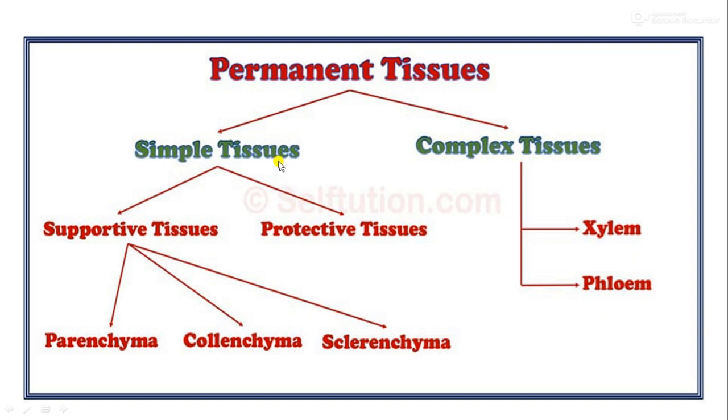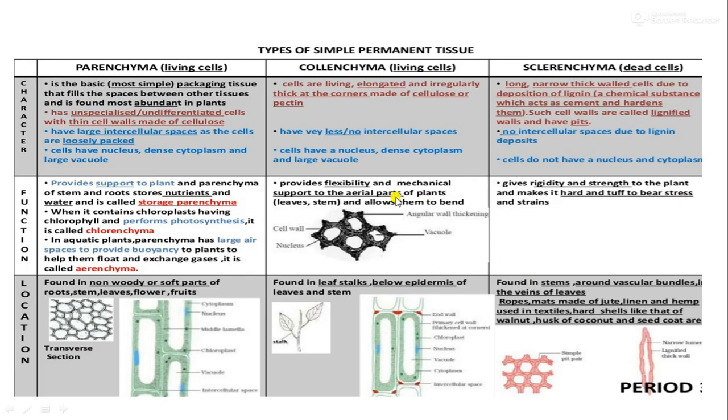And the second type of simple tissue is protective tissue. In protective tissues, epidermis and cork tissue are involved, which I will explain to you later. Then complex tissues are of two types, xylem and phloem. They are made up of different kinds of cells. Now let us see the details of it.